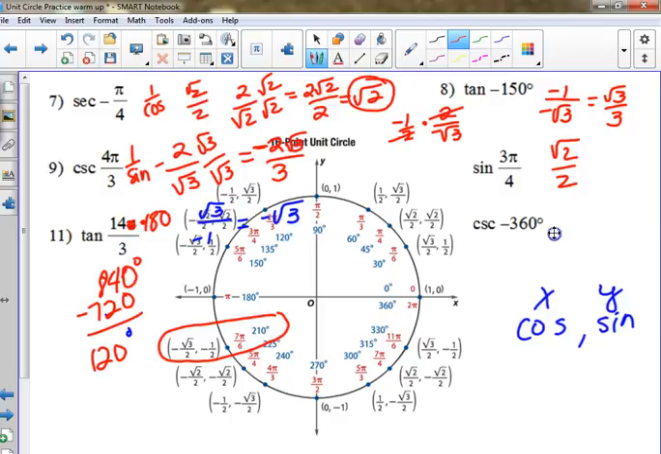Cosecant of negative 360. Well, negative 360 is just 0. Cosecant, though, is 1 over the sine. What is the sine? So 1 over 0. Use your calculator if you're not sure. If you leave it 1 over 0, I'm going to mark it wrong. I need to know, is it undefined or is it 0? The answer is it is undefined.